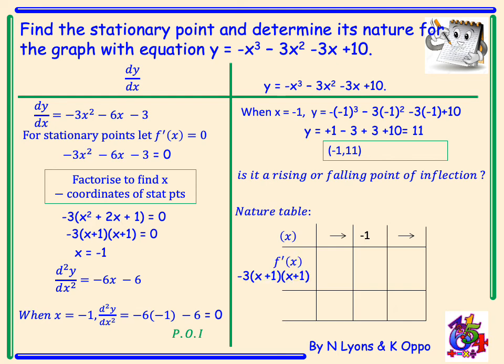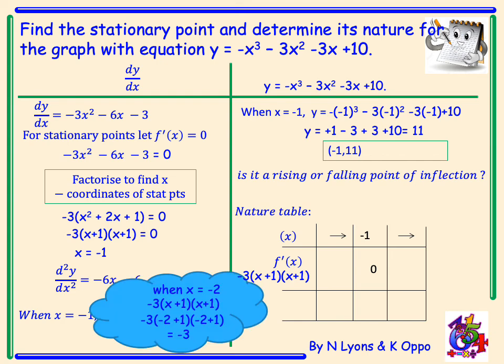So what's happened to this curve? What's the gradient look like? Well, the derivative is minus 3 times x plus 1 times x plus 1. Now we already know the derivative equals 0 at our turning point, so I can just put that straight in. So let's think of a point a little bit smaller than minus 1, to the left of minus 1 if I was drawing the curve. So I'm going to think of what's happening when x equals minus 2.